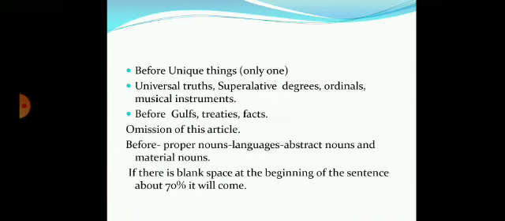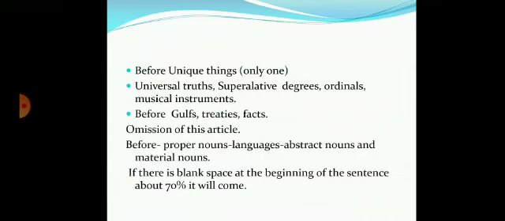The strongest, the tallest. Before the names of the ordinals, means the numbers, the first, the second, and the next point is before the names of musical instruments, it is used. The harmonium, the piano, the tabla, like that.